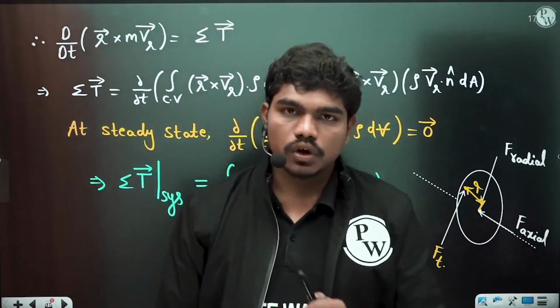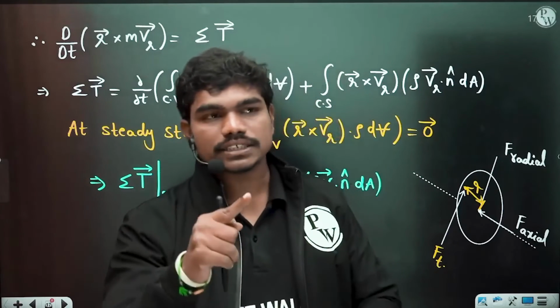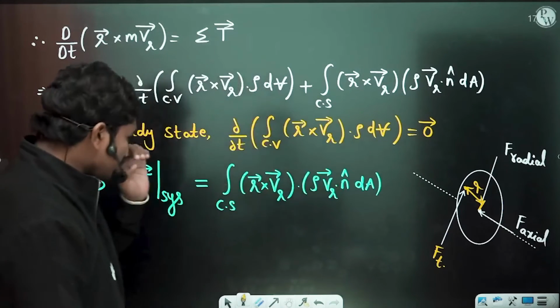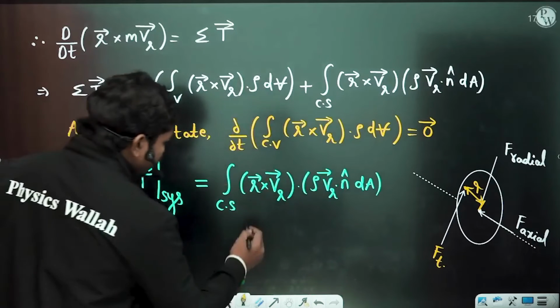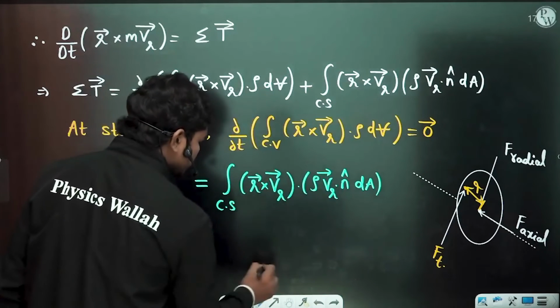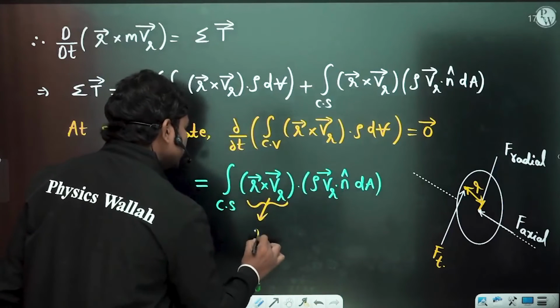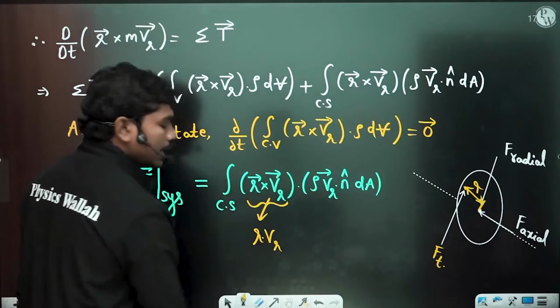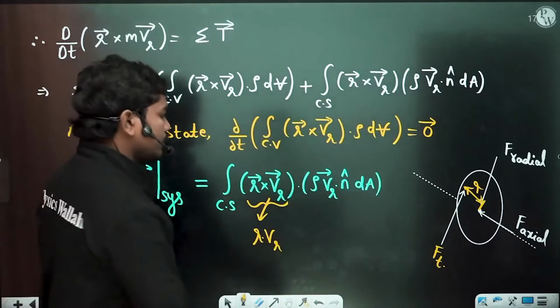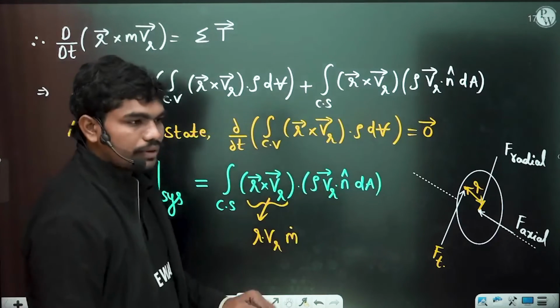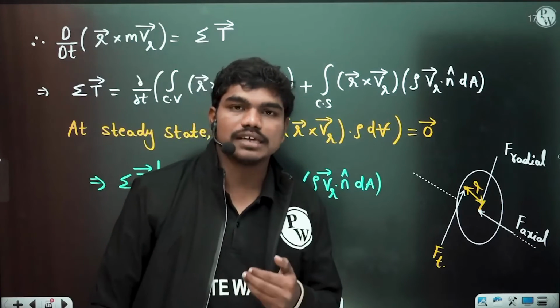Now, you know if you take any circle, then the radius and tangent of that circle are perpendicular to each other. So whenever they are perpendicular, can I write this as r into v_r, normally? r into v_r, and this is mass flow rate, so this is nothing but m dot. So this is nothing but the net rate of change of angular momentum of the fluid.